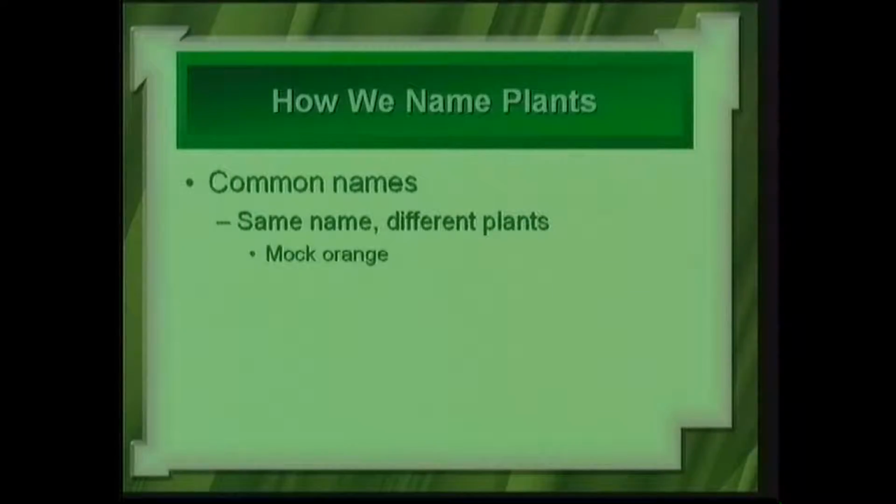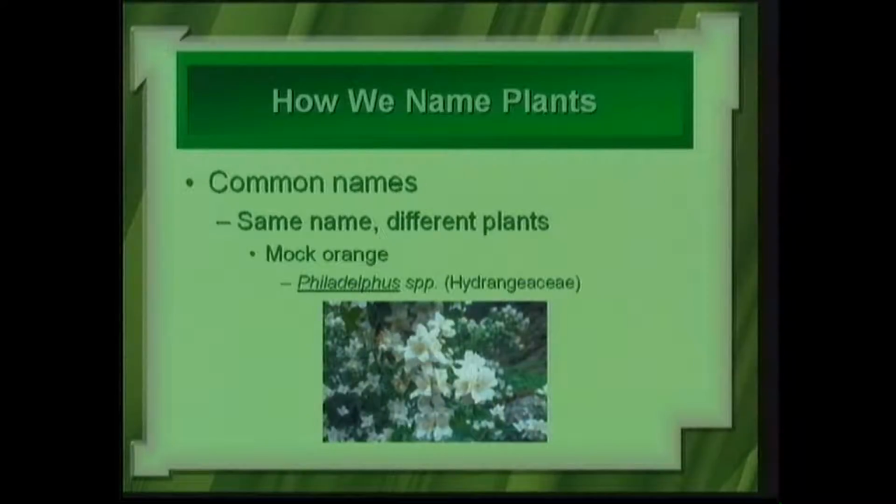We have other examples of this too. Mock orange, in the mainland United States, I think I saw this plant in Nevada, Philadelphus species. Remember, spp. stands for more than one species. So the Philadelphus genus is a genus of plants, and you have these different plants in this genus, in this family, the Hydrangeaceae, related to hydrangeas.